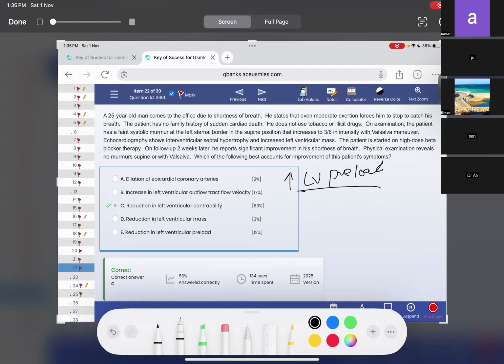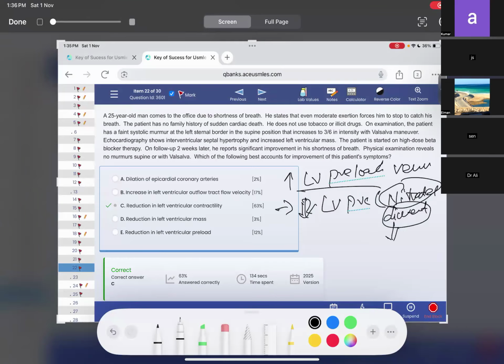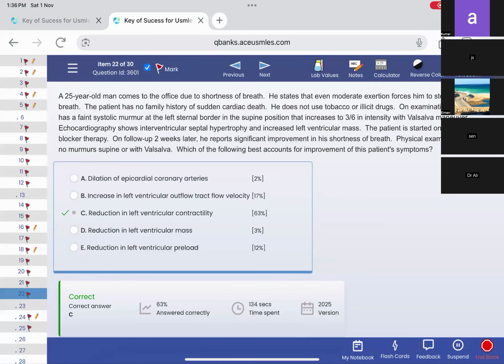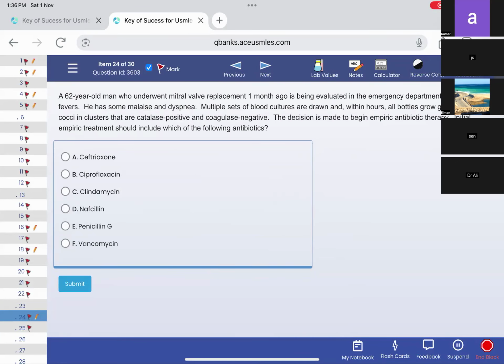Medications that decrease the left ventricular preload are nitrates and diuretics, because nitrates will cause venodilation and diuretics will decrease the overall fluids in the body. Okay? Clear? Yes. Let's move to the next one. Any volunteer?